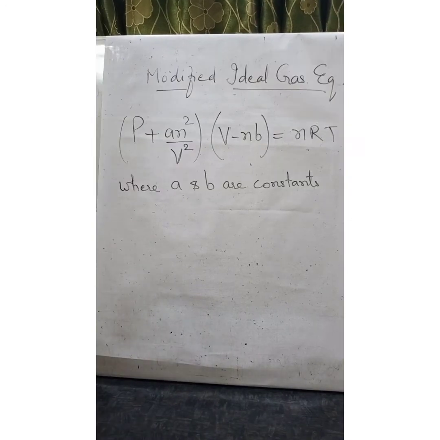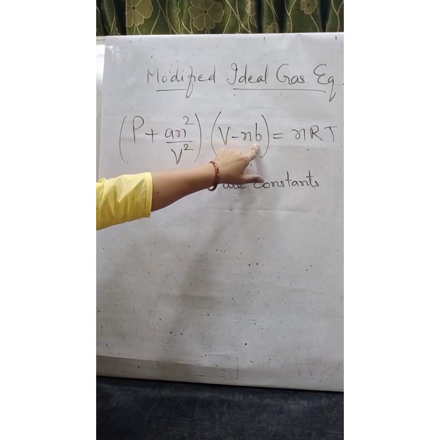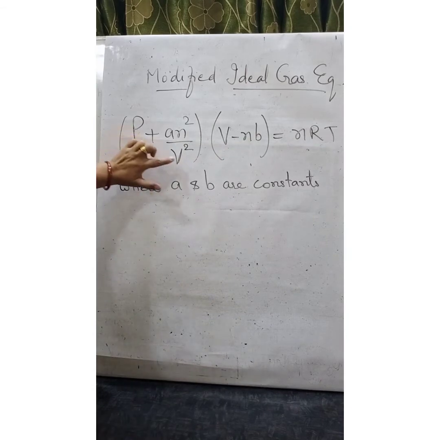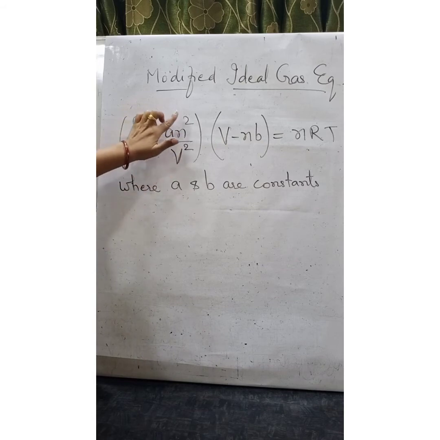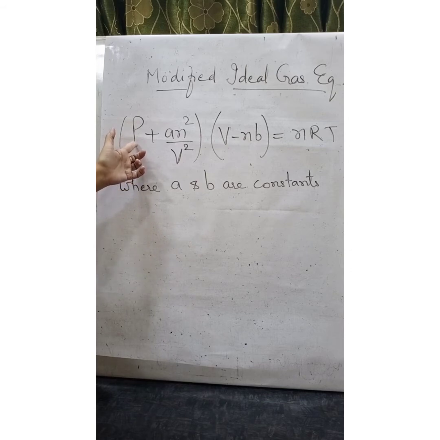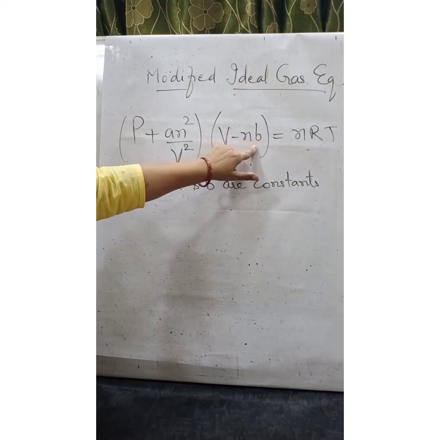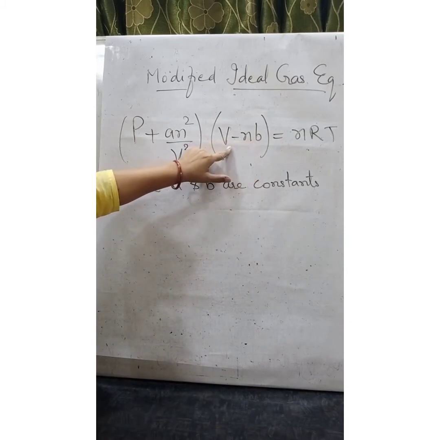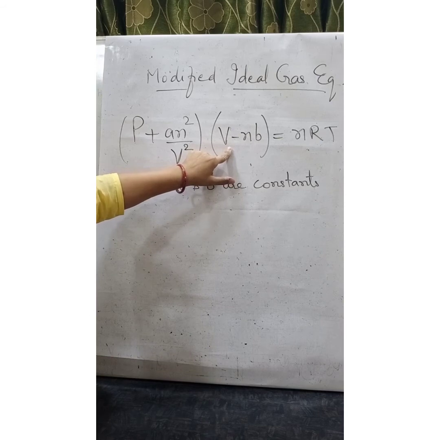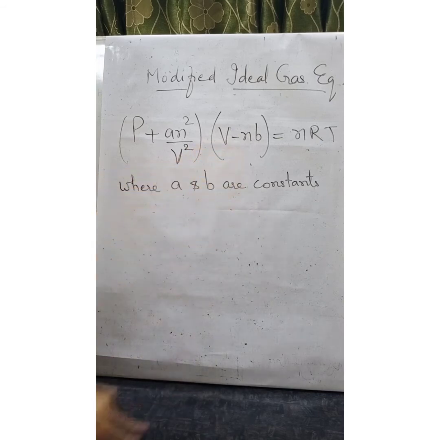Hence, the modified ideal gas equation was given as (P + an²/V²)(V − nb) = nRT. So, this term an²/V² is known as the correction term, which was being added to the observed pressure of the real gases, and nb was also the correction term which was being made in the volume, because the repulsive forces also cannot be ignored at high pressure along with the attractive forces.